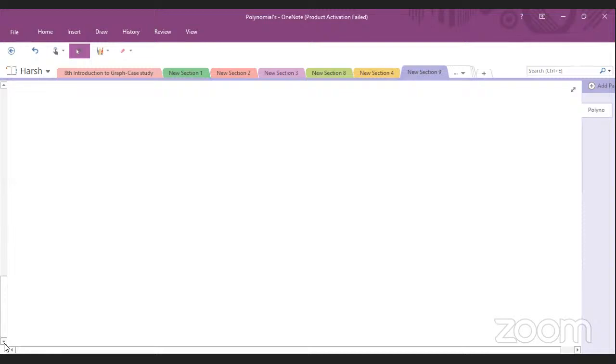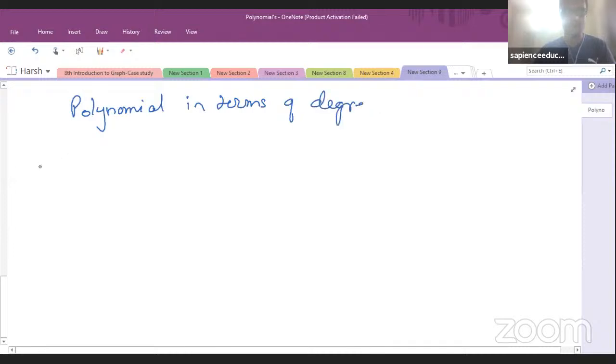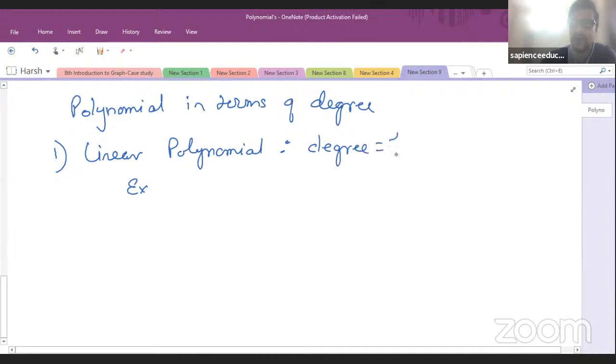Okay, sir. Now, polynomials in terms of degree. Linear polynomials are those polynomials whose degree is 1. So, I will write an example, f(x) equals x plus 2. Now what is the degree of this polynomial? Degree is 1. So, it's a linear polynomial.